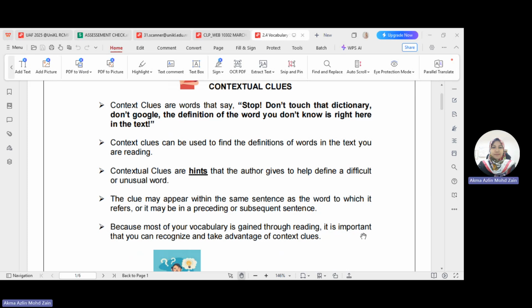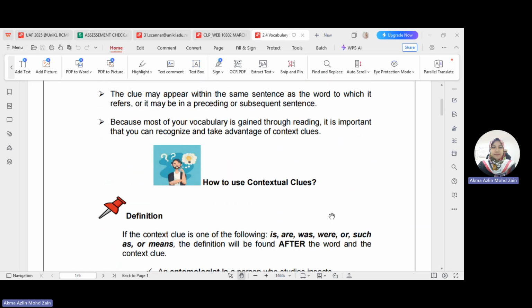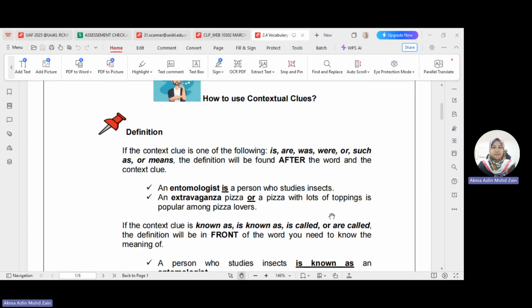Now, let's look at the 5 types of contextual clues. I'll explain each one with the examples provided here. The first type of contextual clues is the definition clue. Sometimes the meaning of that difficult word is clearly defined in the sentence. For example, an entomologist is a person who studies insects.